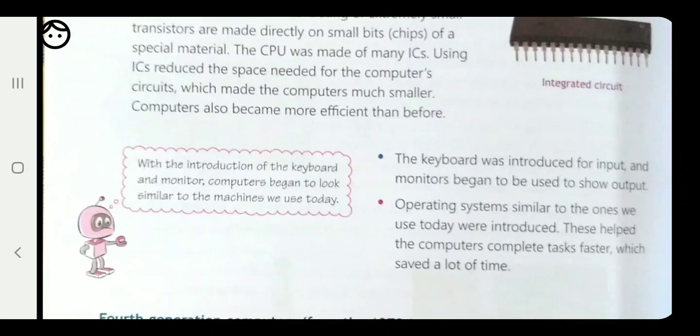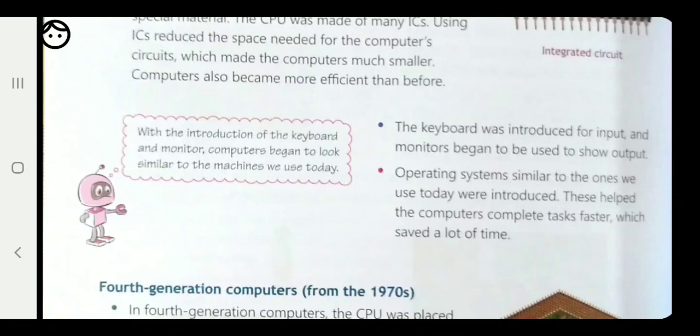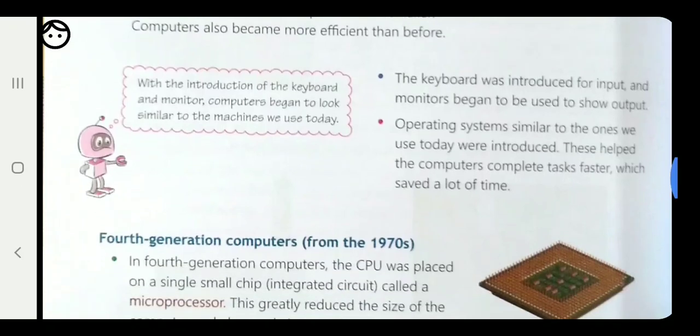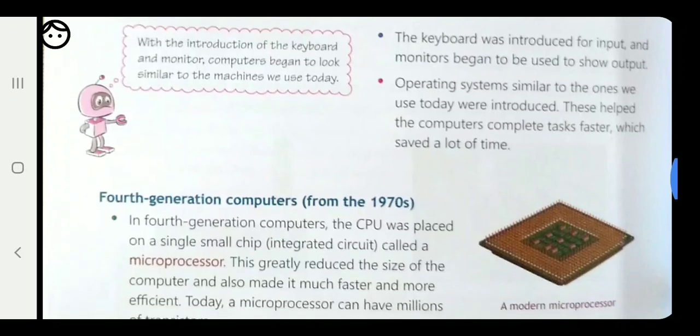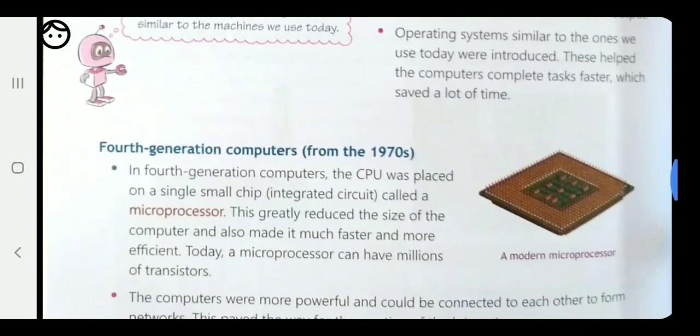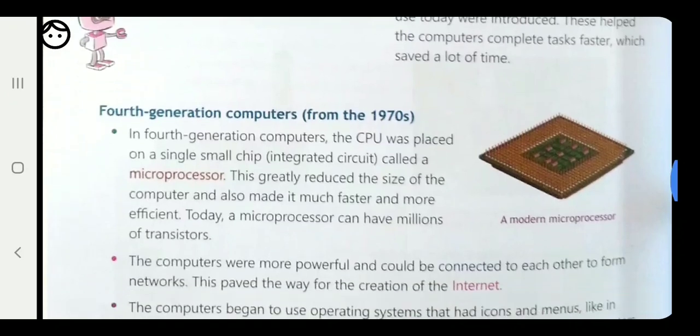The keyboard was introduced for input and monitors began to be used as output. Operating systems similar to the ones we use today were introduced. This helped the computers complete tasks faster, which saved a lot of time. With the introduction of the keyboard and monitor, computers began to look similar to the machines we use today. Smaller in size, less use of electricity, less heated up.